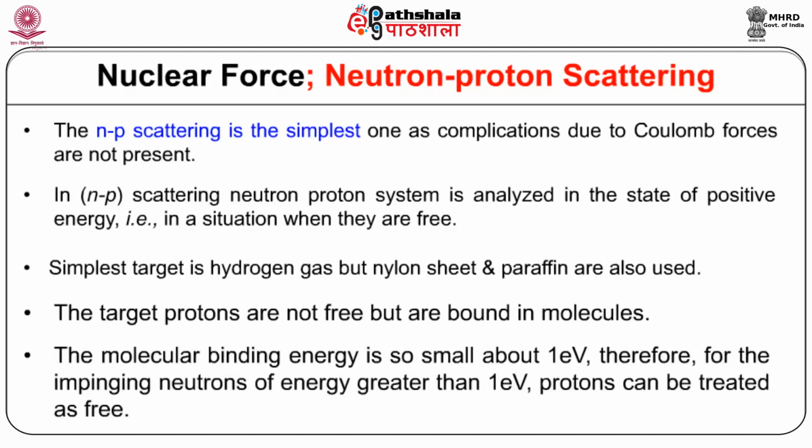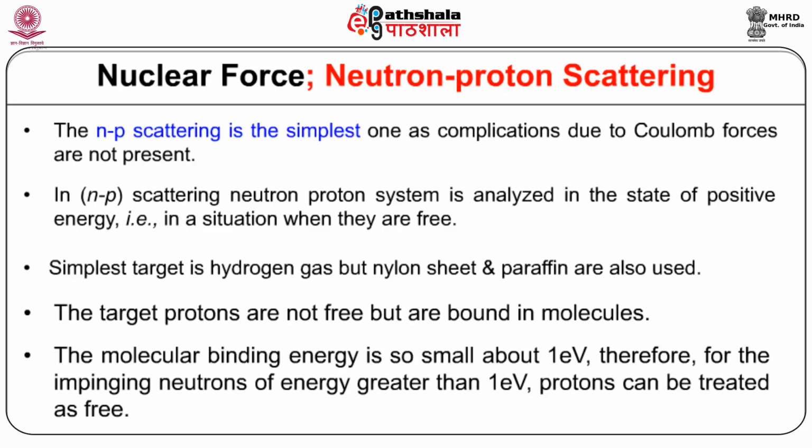The molecular binding energy is so small, about 1 electron volt. Therefore, for impinging neutrons of energy greater than 1 electron volt, protons can be treated as free. Now, if we are going to study NP scattering, it is very important for us to treat neutron and proton as free. As we have seen, the most suitable target is hydrogen gas.